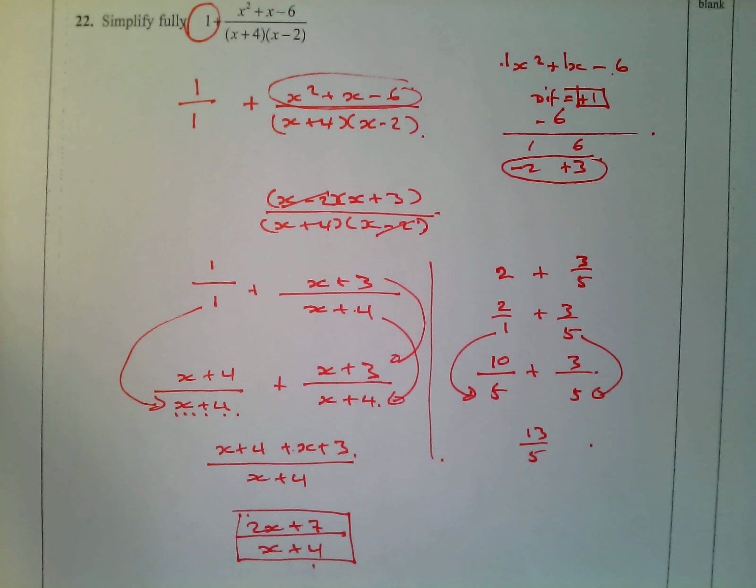Then I'm going to bring these two things together. That gives me x plus 4 plus x plus 3, and that gives me 2x plus 7. So 2x plus 7 over x plus 4. And that is my final answer. So my final answer is 2x plus 7 over x plus 4.